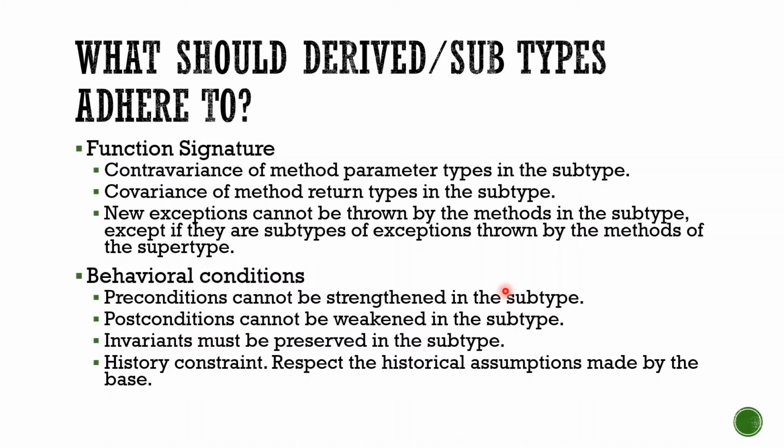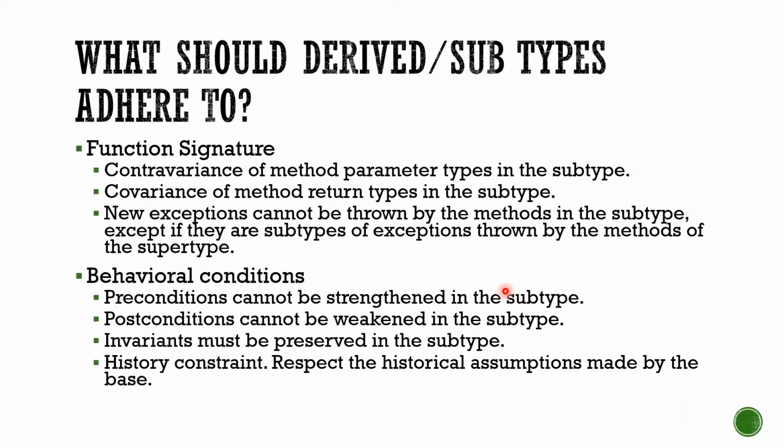What should derived classes or subtypes adhere to? Basically two things: function signature and behavioral conditions. As a part of function signature, you can send a derived object where base is expected. Similarly, you can return a derived object where base is expected. This is called contravariance and covariance in short. You can read up more on this on the internet.